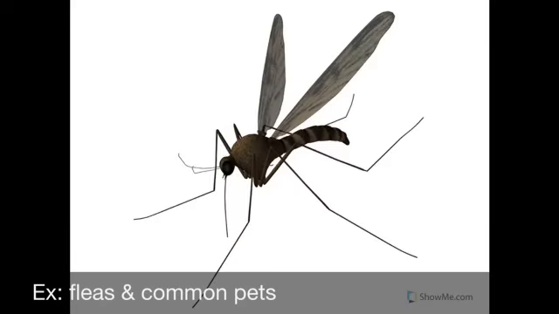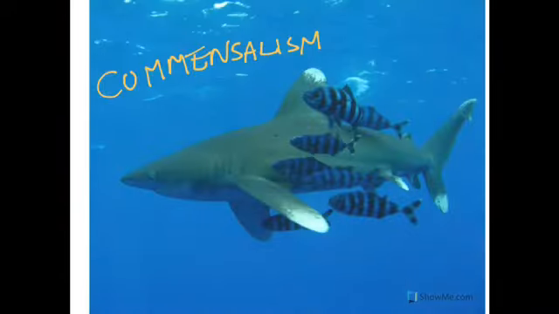And as we learned when we were studying our protists, there are actually a lot of different protists that can infect humans that act as parasites. So things like the plasmodium that is transmitted by a mosquito bite to humans will cause malaria, and plasmodium is a parasite. So the next relationship we'll be looking at is commensalism.